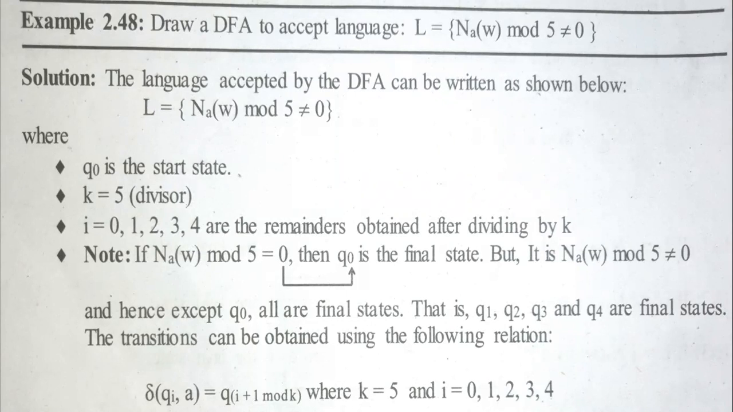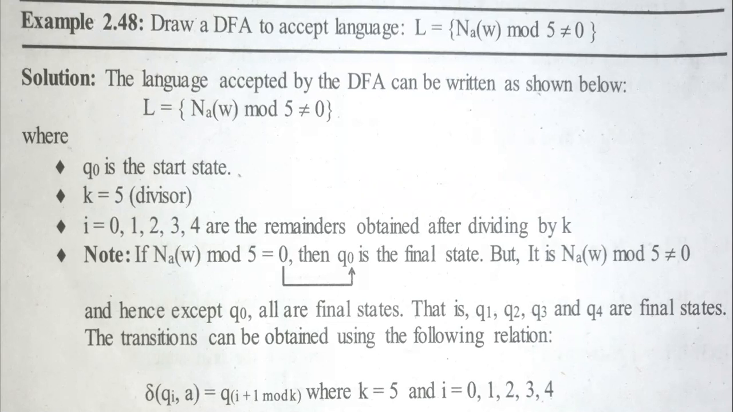Okay, we'll begin. The solution: the language accepted by the DFA can be written as shown below. The same thing we are rewriting. Language L will be equal to the number of A's under W, mod 5 not equal to 0. So that is the question. From this, we are identifying a few parameters, where Q0 is the start state, obviously. Here we can expect one of the remainders to be 0, because if you divide any number by 5, the possible remainders are 0, 1, 2, 3, and 4 exactly. So Q0 will be called the start state.